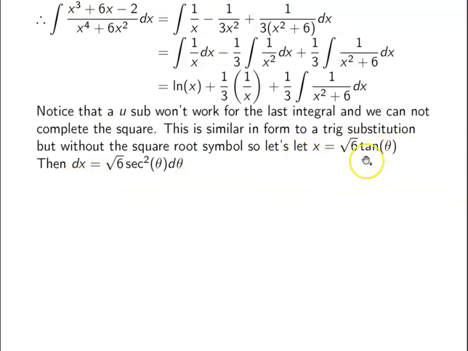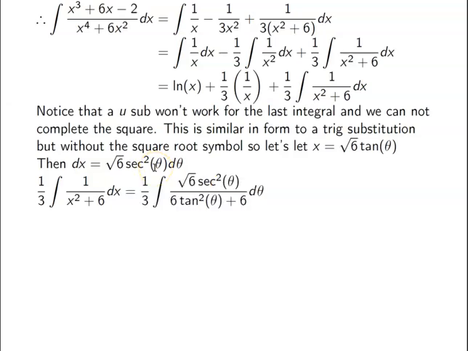So when I differentiate both sides implicitly, I get dx, okay? The tangent turns into secant squared, and then I differentiate the inner theta as d theta, right? The root 6 doesn't do anything. It's just a constant value, right? So I have my x substitution. I have a new dx. I'm just going to substitute everything into that integral, right? So for this one portion, dx then becomes root 6 secant squared theta d theta, and x squared then turns into root 6 squared, so that's 6, and then tan theta is tan squared theta.